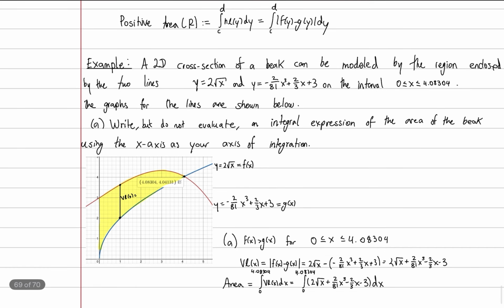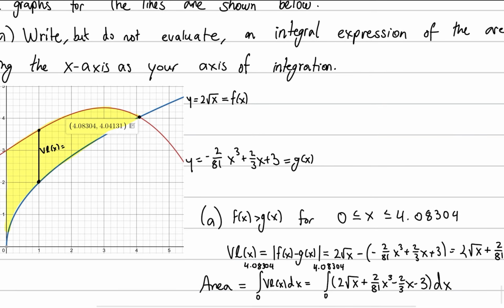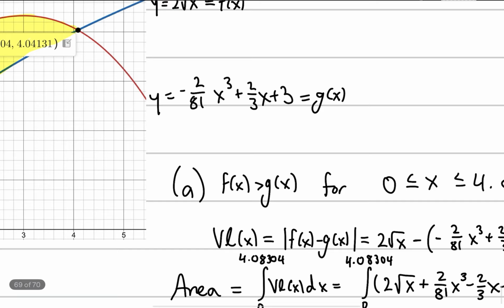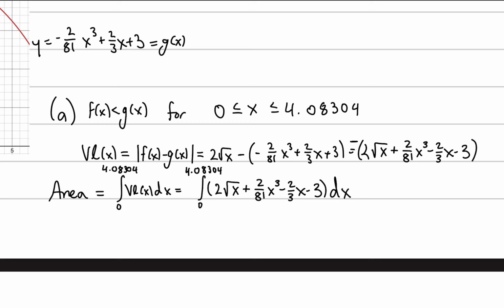Well, the key thing here to note is that f is less than g. That's the big thing. f is below g for 0 less than or equal to x less than or equal to 4.08304. So the vertical line is just this whole thing, obviously with a minus since it's less. So definitely keep that in mind as a minus. So this vertical line segment, you just put the signs, but that's not the point.